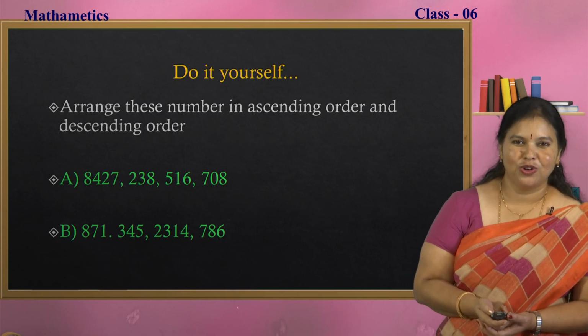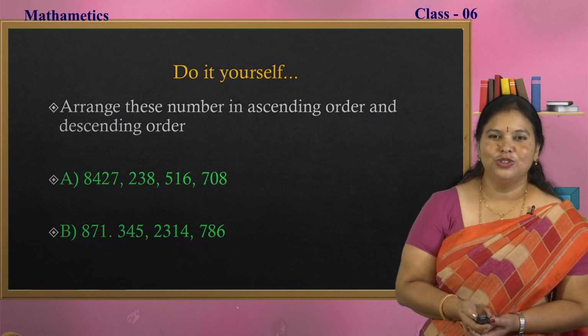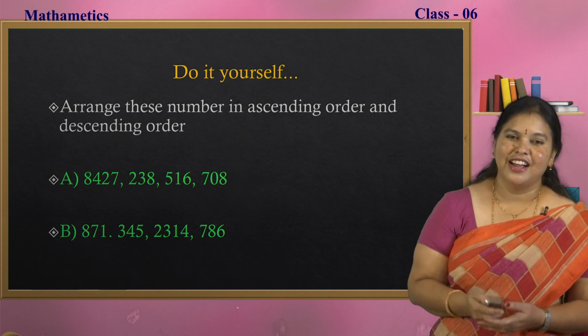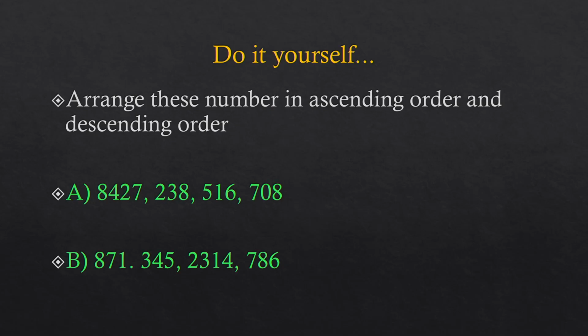Thank you. Before closing this section, I want to give you an assignment. That is, you have to arrange these numbers in ascending order and descending order. I have given 4 set of numbers, that is 8427, 238 and 516 and 708. You have to arrange these numbers both in ascending order and descending order.